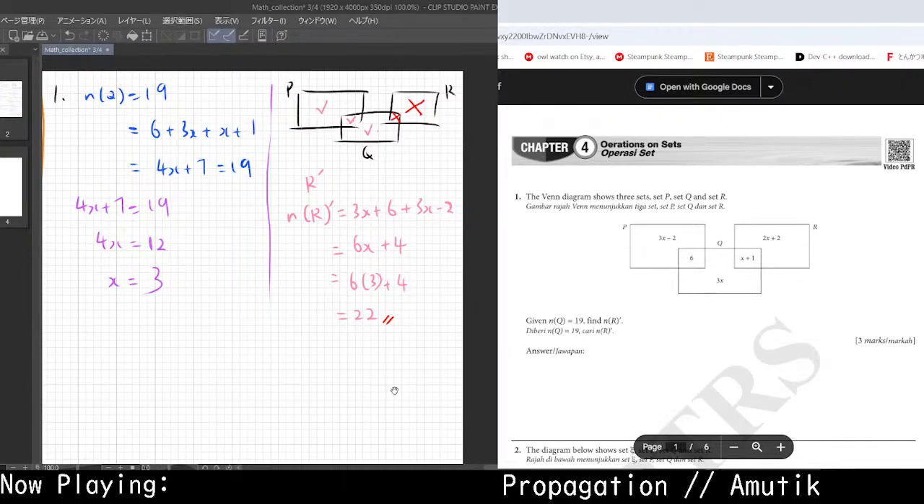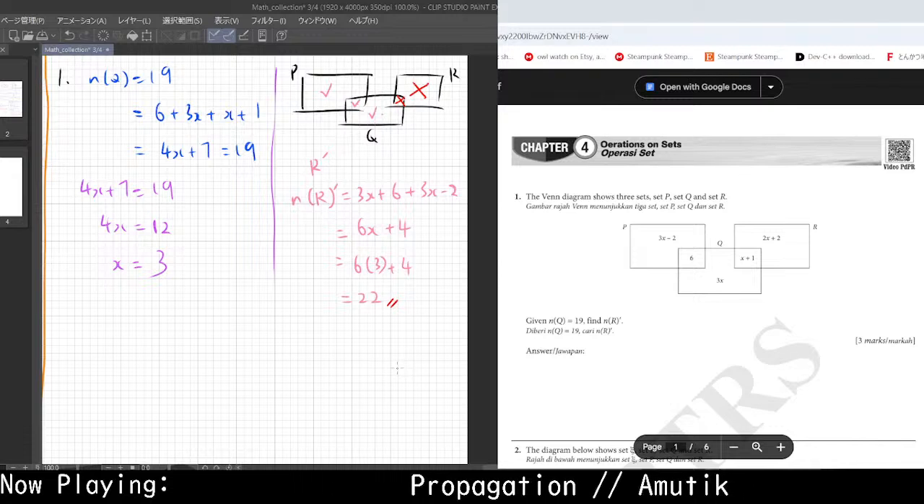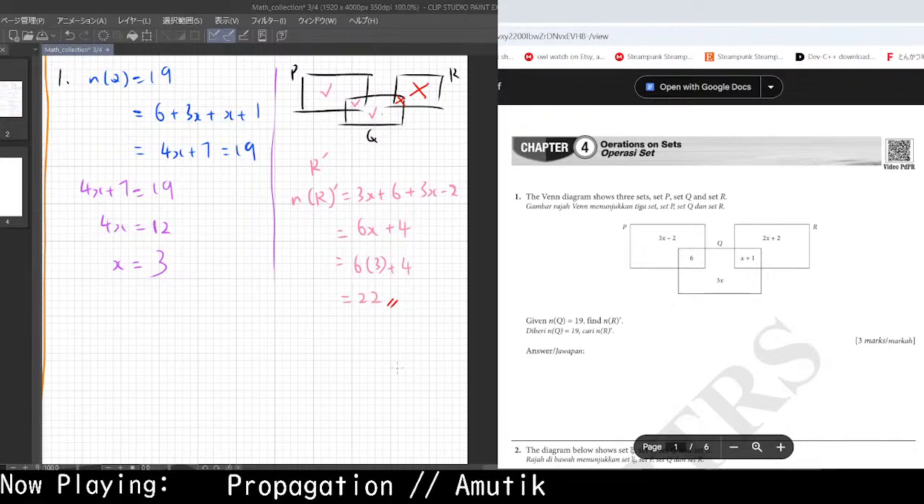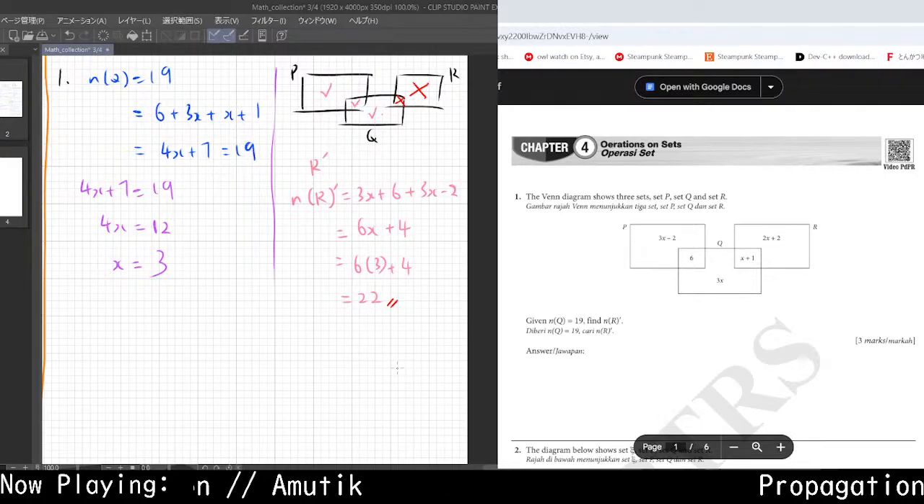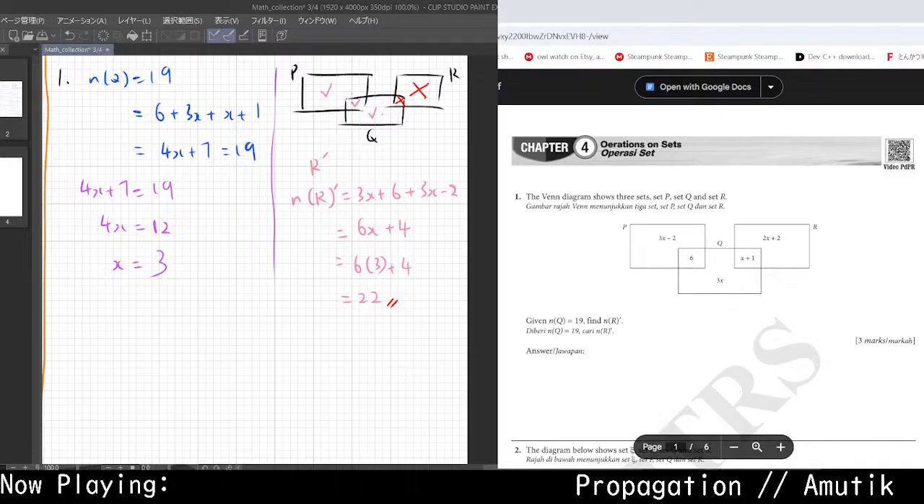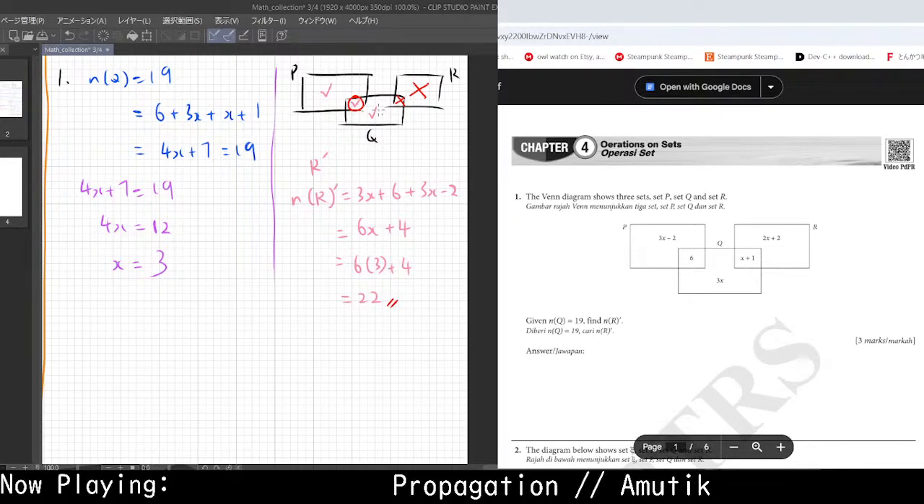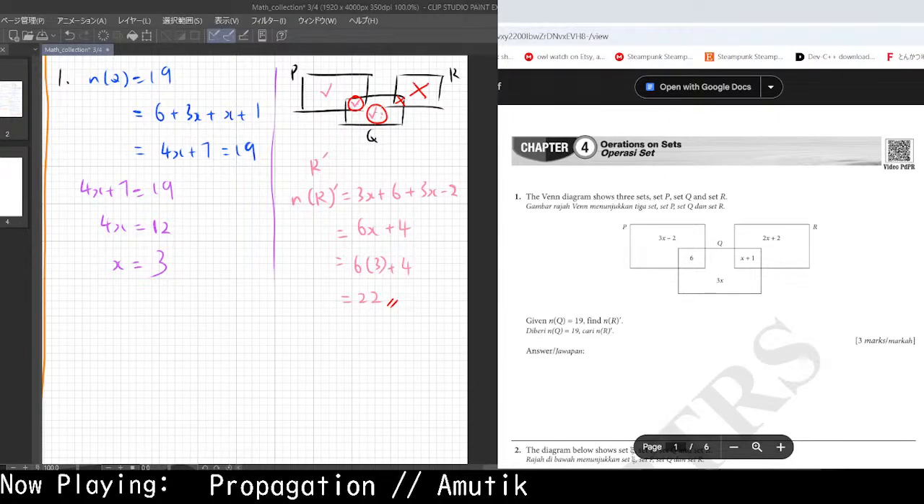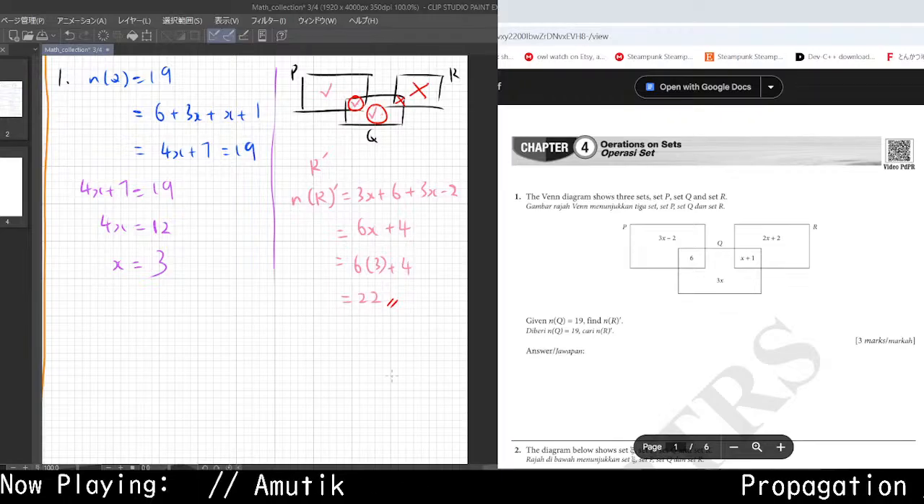Okay. So this question tests you whether you know what n means. In this case n refers to the number of elements inside the set or the portion of that particular region. Like this portion has a 6 inside it, therefore there are 6 things inside the set. This portion has a 3x inside it, therefore there are 3x things inside the set. And then same goes to the other portions anyway.